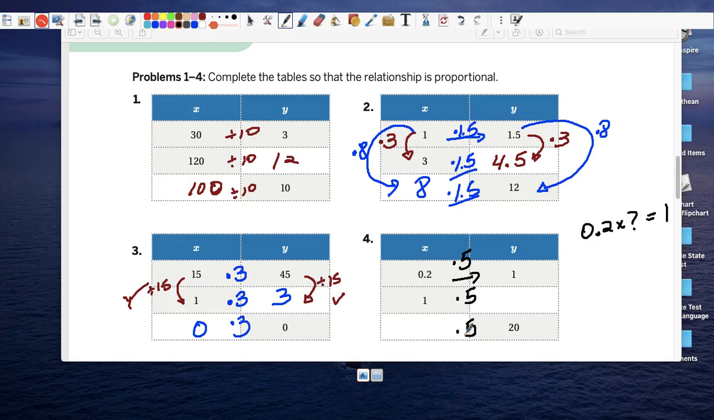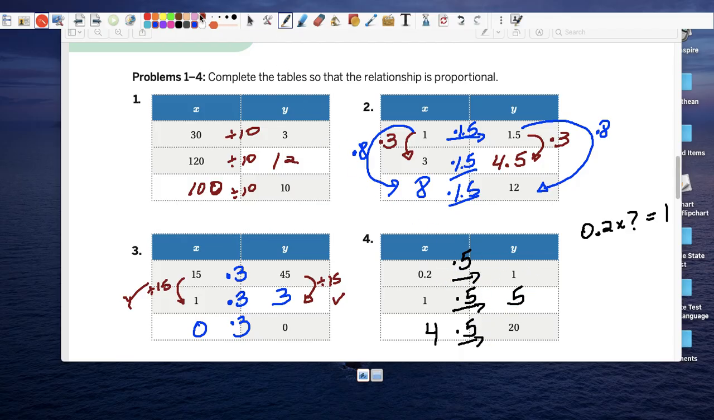It's going to be times 5. 1 times 5 is 5. And then what times 5 gives me 20? It's 4. So I like when we have this middle number here, which we're going to talk about soon as a unit rate. But right now, let's just know that if you're going in this direction, side to side, that has to be the same number.